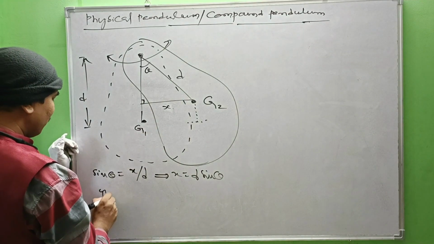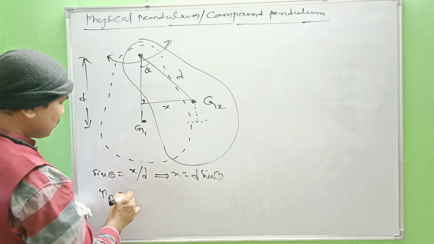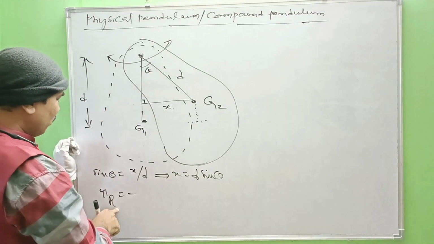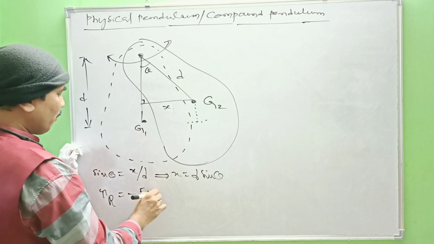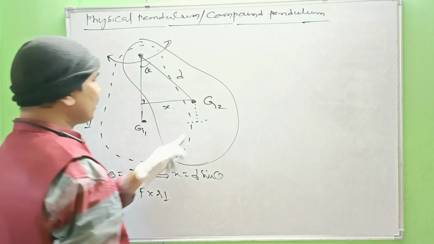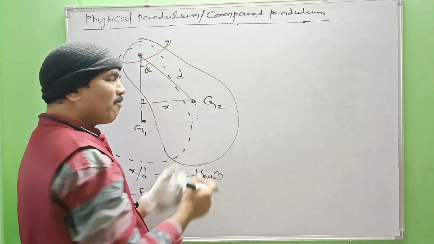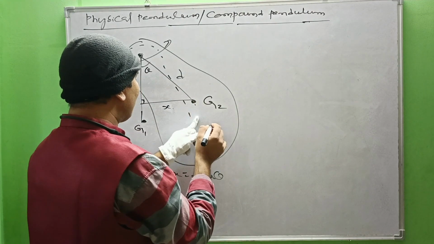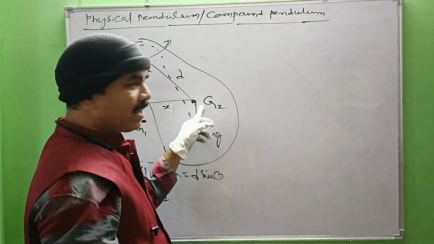Tau restoring is equal to, right? Restoring in the sense negative, that is opposite to the angular displacement theta. Therefore, tau restoring equals force into perpendicular distance. What is the force here? For this position, the body is acted upon by gravity. What is the value of gravitational force here? Nothing but mg. Weight acting on the body is mg.